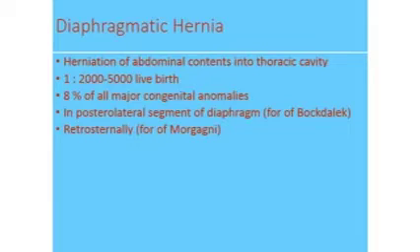Where does it occur? More commonly it occurs in the posterolateral segment of the diaphragm, which is called the foramen of Bochdalek. Less frequently, it occurs retrosternally in what is called the foramen of Morgagni.